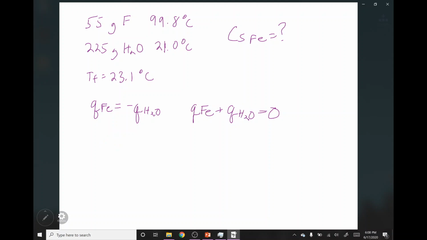First thing is, if we just try to solve for Q of iron, we don't know how much iron changed, how much heat it took. So we can just say we have 55 grams of iron times its specific heat capacity times what? Well, we need to know the delta T. So the delta T is going to be final minus initial. It was initially at 99.8 degrees C.